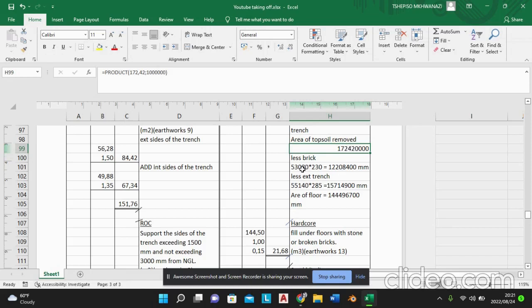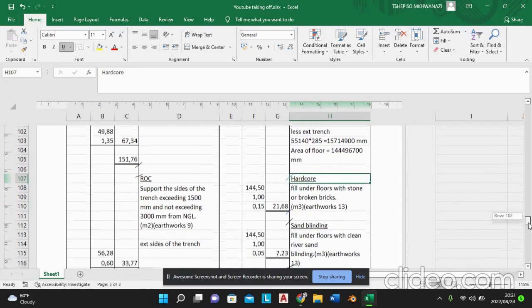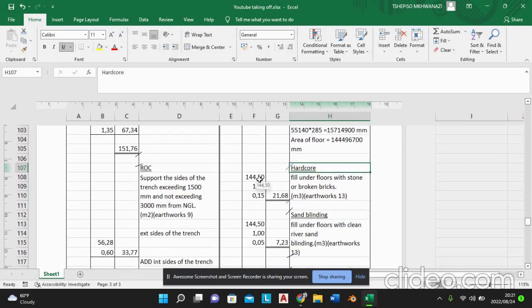And then here, this one is also simple. This one for the center line, it was in millimeters, and then we got these things, and then we subtract to get the area of the floor. Here is the area of the floor. And then we're done. We have the area of the floor. When you come to this side, you also just use the area of the floor when you do a hardcore.